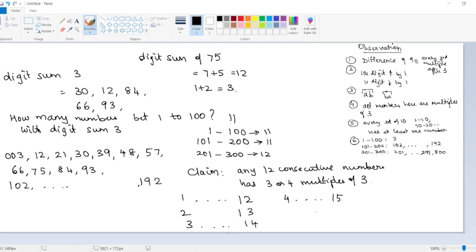Also, is it possible to find out for how many numbers, how many steps we have to come down to get 3? This is a nice question. But that's not possible, no? I mean, yeah, it's a thing to try.